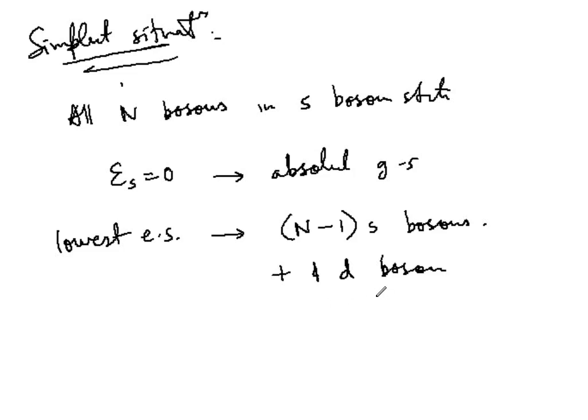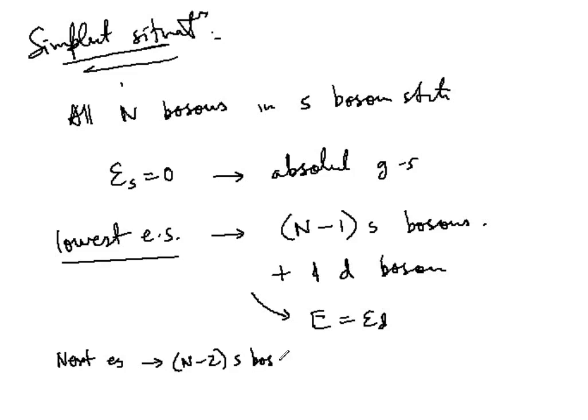And so what's the energy of the lowest excited state? The energy will be E is equal to epsilon D, since there is 1 D boson. Right? Now, the next excited state, it will have how much? N minus 2 S bosons plus 2 D bosons. Right? So this means the energy will be how much? 2 epsilon D.